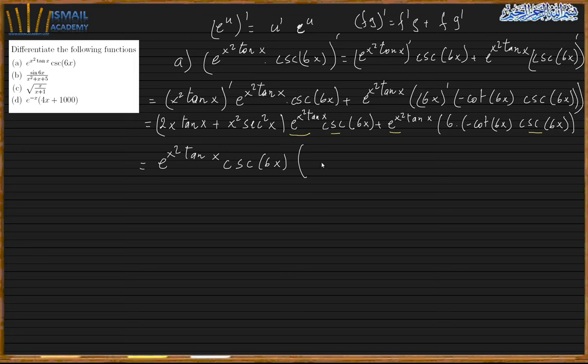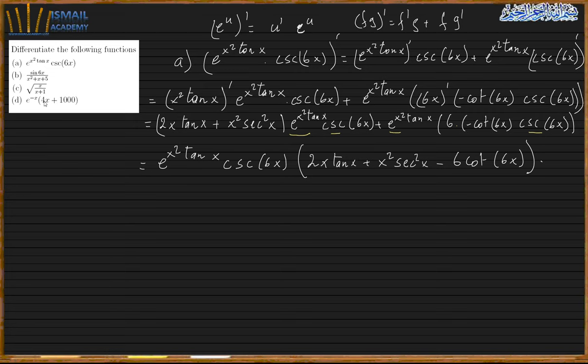So what we are left with is 2x tangent x plus x squared secant squared x. And when I take off this and I take off this, what's left is minus 6 cotangent 6x. And this will be your final answer. You can keep it in this form, this is still correct. But if you want to simplify to make it look very simple, you can take the common factor out.